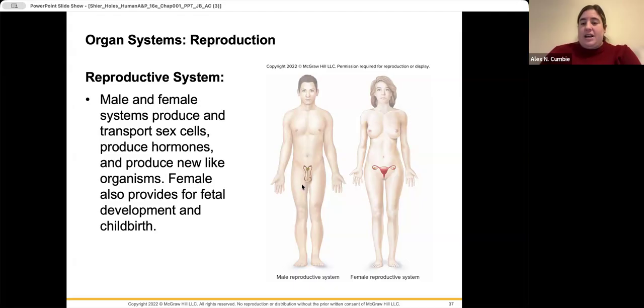Some of the structures we might have here: we've got the testes, we've got the prostate, and here we have the ovaries and the uterus. Lots of different structures for the reproductive system, but those are just the internal organs. And that is it for chapter one. We've spent a lot of time in chapter one just to get those basics down for A&P, but it'll be very useful when we start moving into different organ systems in our future chapters.